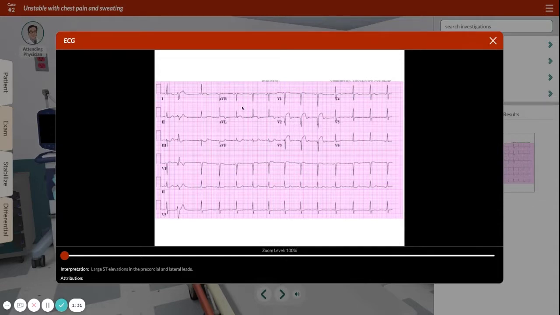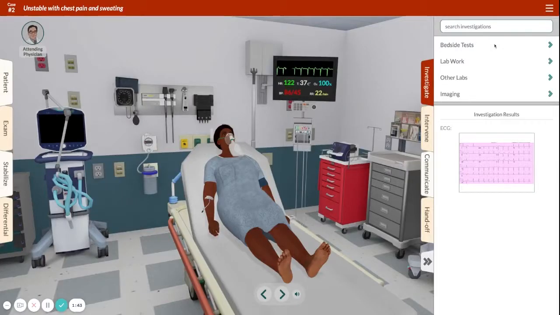Here you can also see a little bit of elevation in 1 and aVL, and so that would also mean that she could have a very proximal LAD lesion, if not possibly a left main lesion.